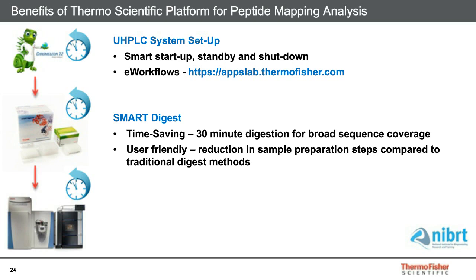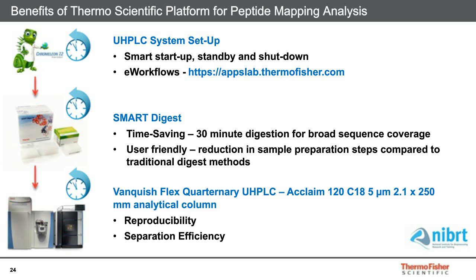Using the SMART Digest kit, we found a huge time saving for sample preparation through a reduction in digestion time and also in the number of sample preparation steps required when compared to more traditional digest methods, yielding comparable results, as I will show on the next slide. In terms of the instrument itself, we have found excellent separation efficiency and reproducibility using the Vanquish UHPLC and an Acclaim 120 C18 column, which again I will show in the next slide or two.